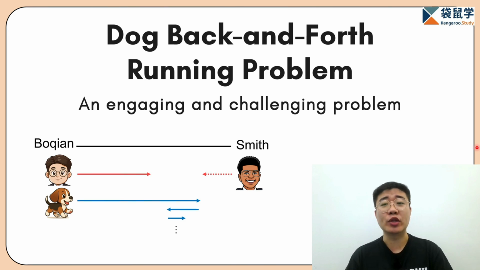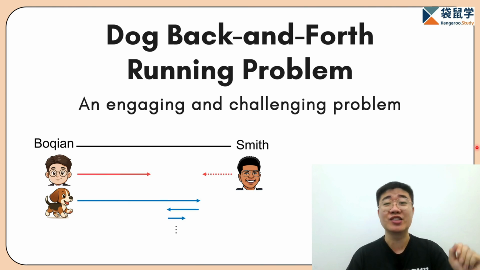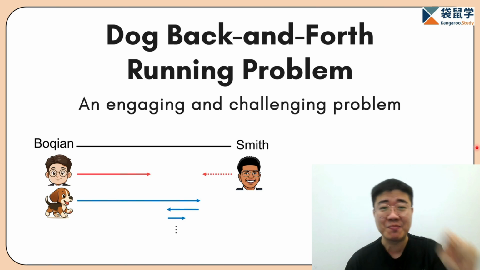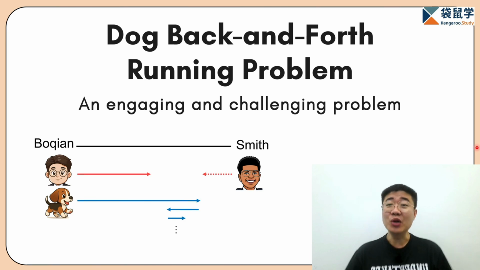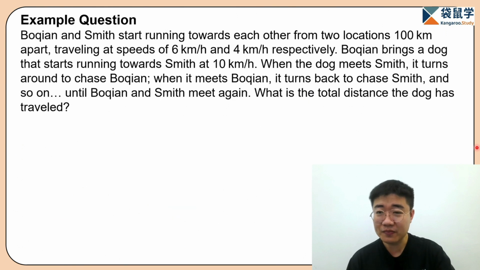Now, in this video, we are going to discuss this interesting yet challenging problem. This involves Teacher Chen, Teacher Smith, and this dog that's running back and forth between them. So, to understand what happens here, let's take a look at the question together.